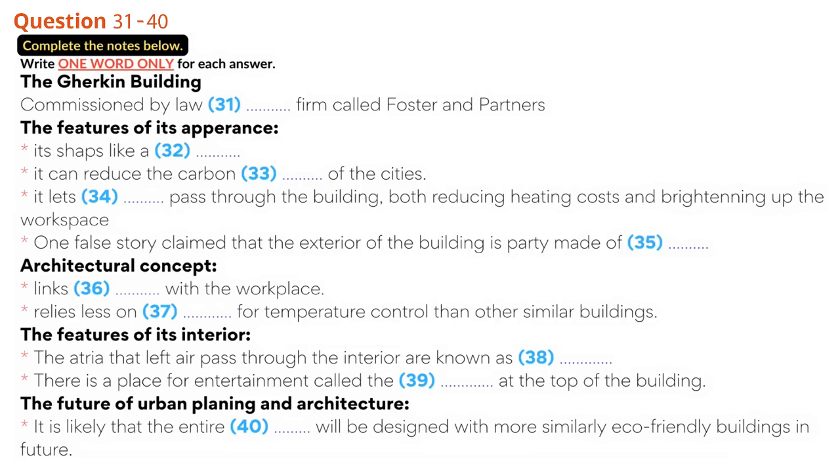So going back to the Gherkin building, perhaps the most obvious as well as the most significant eco-friendly feature is the glass windows, which allow light to pass through the building, both reducing heating costs and brightening up the workspace. The ingenuity behind the various eco-friendly aspects of the Gherkin has seen its fair share of publicity, both from serious and silly sources.